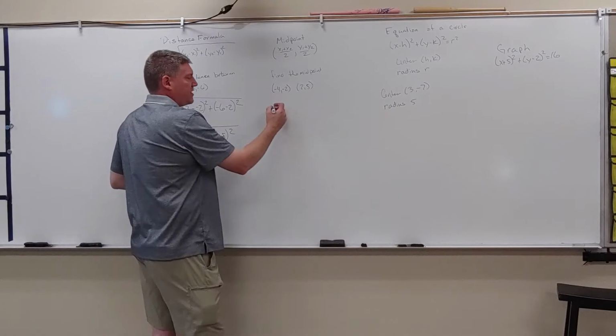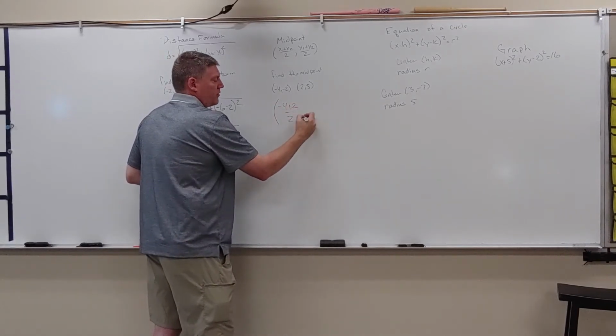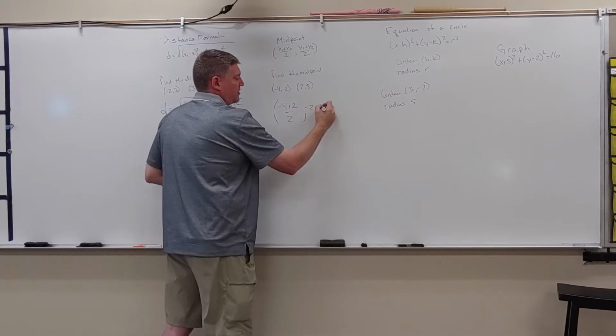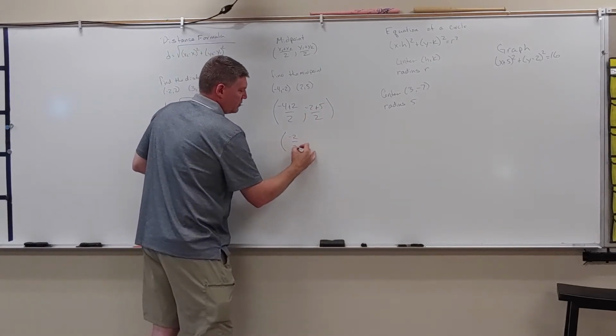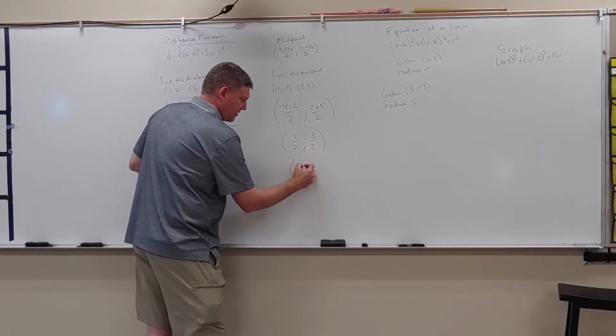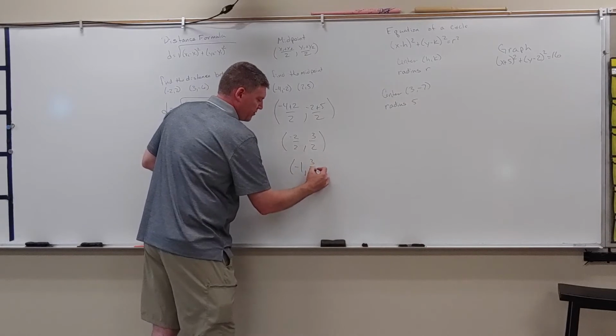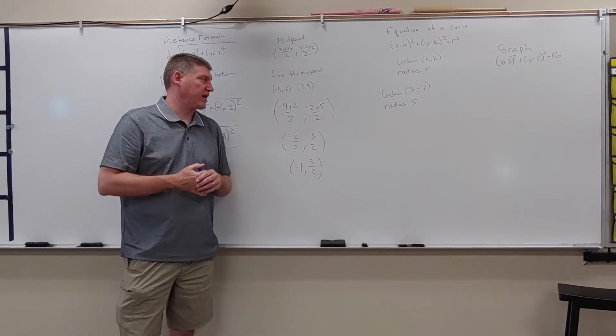It says find the midpoint. So I'm going to go -4 plus 2 over 2, comma -2 plus 5 over 2. That gives me -2 over 2, comma 3 over 2. I'm going to simplify this to be -1 and 3 over 2. You could write this as 1.5, it's fine.